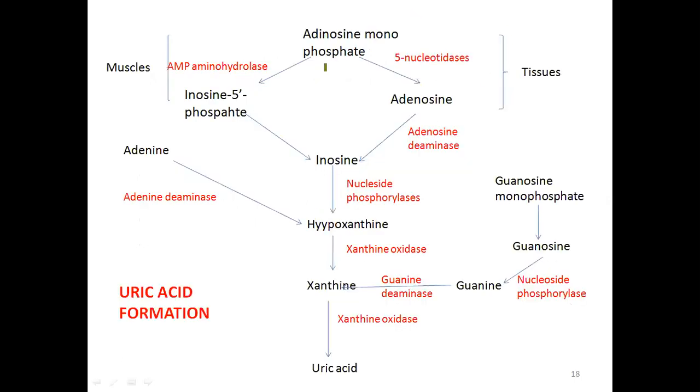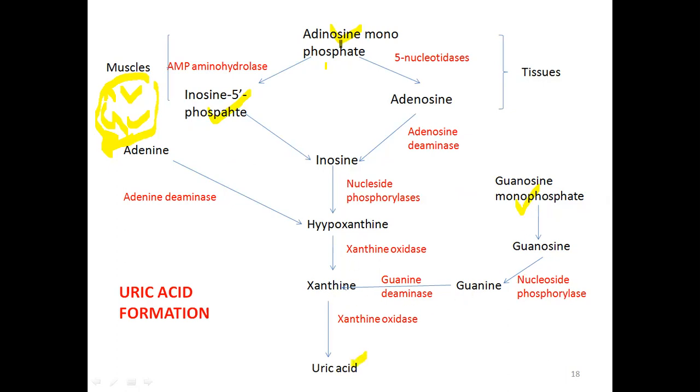So, look at here. There are three important metabolic products in the body: one is AMP, another one is GMP, another one is IMP. What is AMP? Adenosine monophosphate. What is GMP? Guanosine monophosphate. And what is IMP? Inosine monophosphate. These three molecules are the molecules which are carrying the purines along with them. These three molecules undergo degradation, resulting in formation of the uric acid.